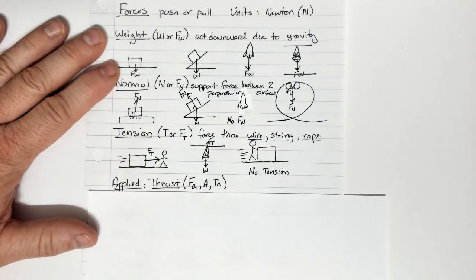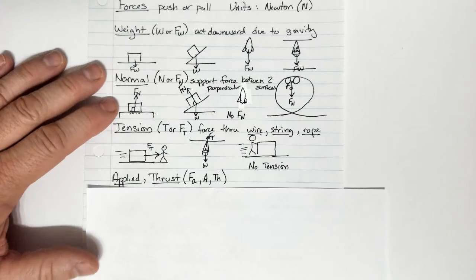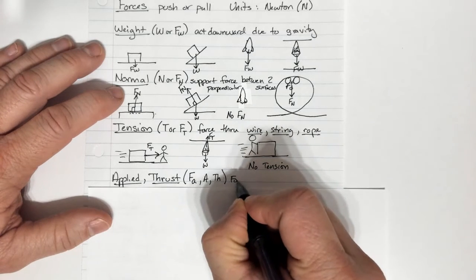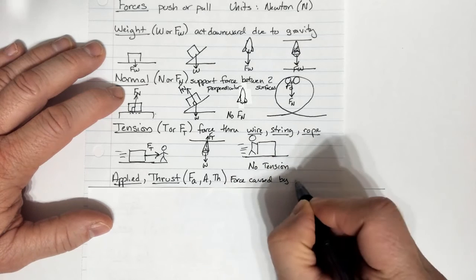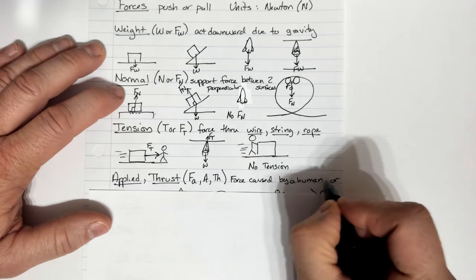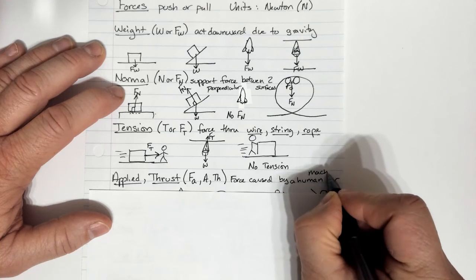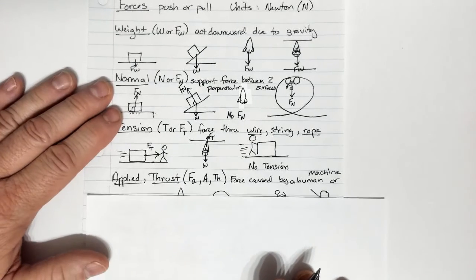Next force we need to talk about is called an applied force or a thrust. These are pretty simple. These are forces caused by a human or a machine. And that's pretty simple. That means something is acting on an object. So here are four pictures.